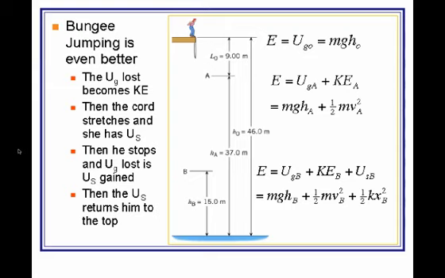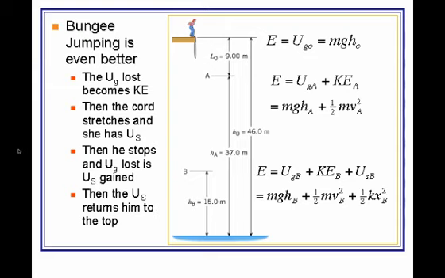As they fall further down, they get to a point where they reach a maximum speed. At this point, this is point A on here, they have a maximum speed. Well, maybe not terminal velocity, but they'll be moving at their highest speed. At this point too is when the cord will begin to stretch. And once the cord begins to stretch, it's going to start to slow the person down.